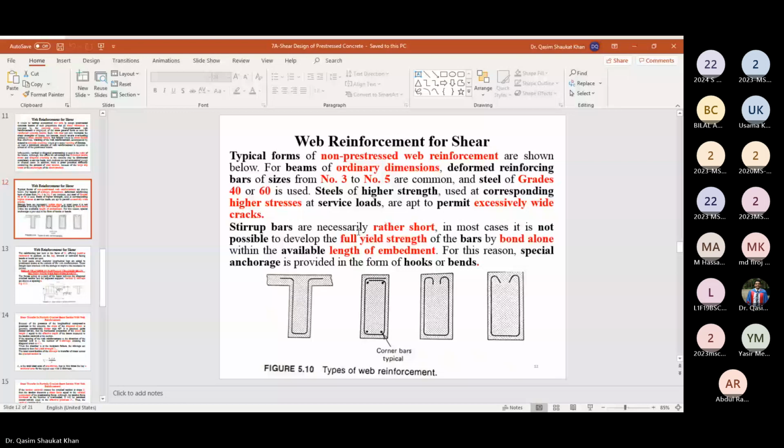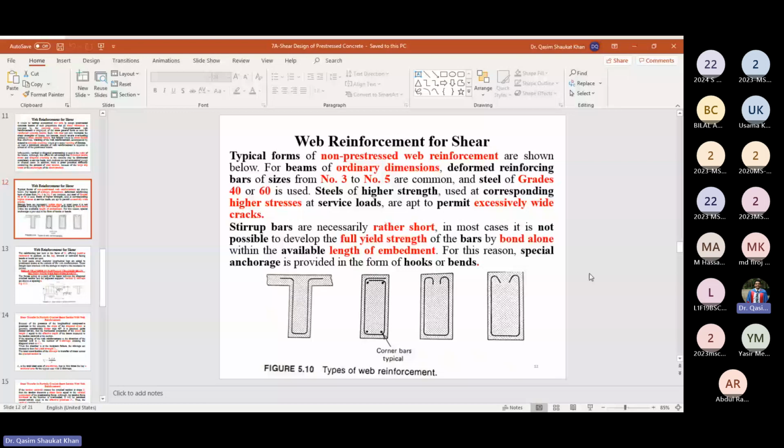So in pre-stressed beams, we are using non-pre-stressed web reinforcement, which comprises bar sizes ranging from 9.5 to 16 millimeter. And the grade of the steel which is being used is 40 to 60. Okay. 40,000 psi or having yield stress 60,000 psi.